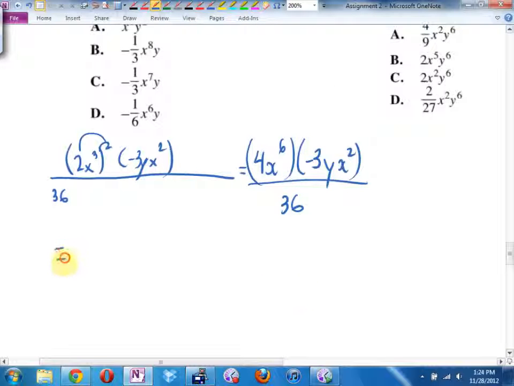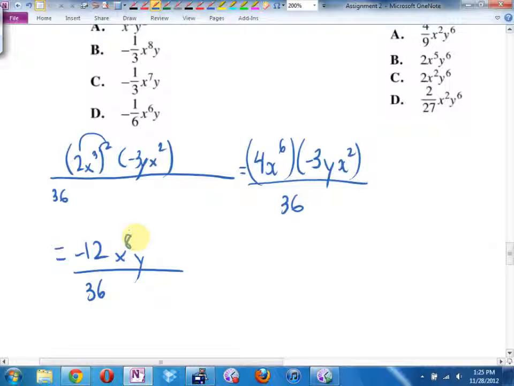Then I'm going to say, you know what? On top, I don't have a 4 and a negative 3. On the bottom, there's still a 36. And then how many x's do I have on the top grand total? 8. How many y's? Oh, good gosh. You said 8, I wrote y. Why? I don't know.